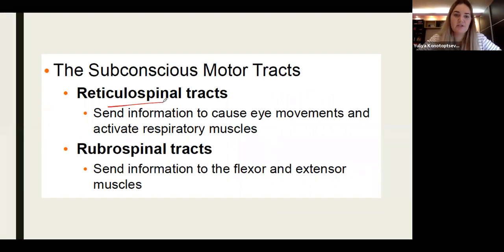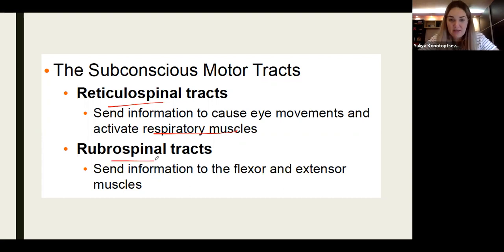Reticulospinal tract is responsible for your respiratory muscles. So you don't control your diaphragm whatsoever. I mean, you can. I can take a deep breath and exhale, but on a daily basis, right now, I'm not controlling my diaphragm to contract. So that's reticulospinal tract.